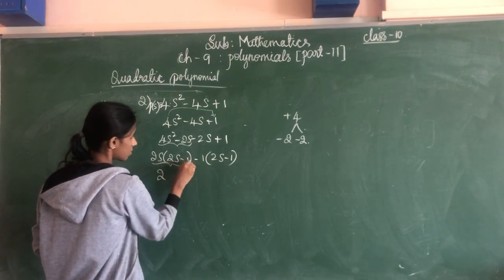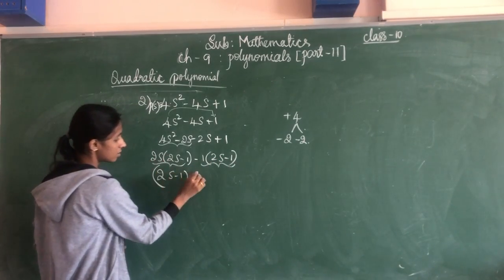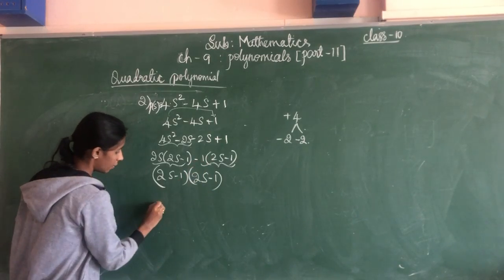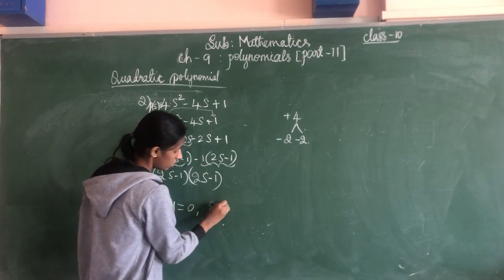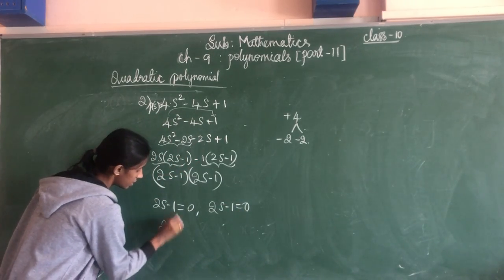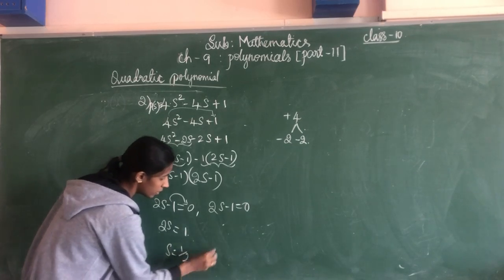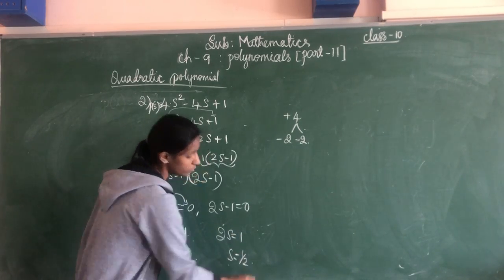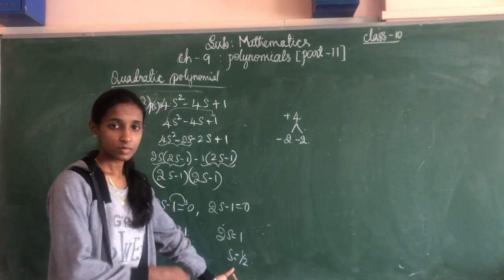So in these two, what is common? 2s minus 1 is common. Remainder is 2s minus 1. Equate each of these to 0. 2s minus 1 is equal to 0 and 2s minus 1 is equal to 0. From this, 2s is equal to plus 1. S is equal to 1 by 2. Here also, 2s is equal to 1. S is equal to 1 by 2. So, both are same. Isn't it?